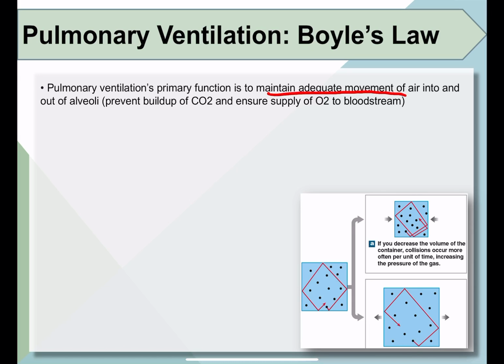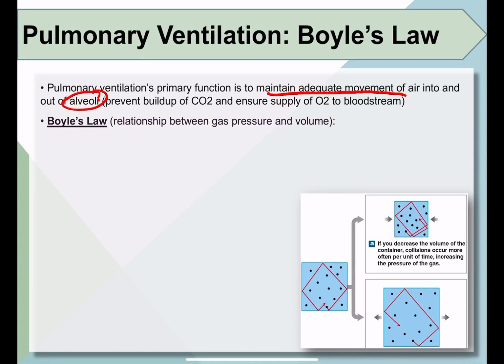Notice that it doesn't say lungs, but specifically alveoli, because that's where gas exchange happens. It doesn't help in any way if air is only getting into the trachea without going all the way down into the alveoli. So it is a very simple concept of needing to supply enough oxygen to the bloodstream and prevent buildup of carbon dioxide in the body. That's all that pulmonary ventilation and respiration is trying to do.